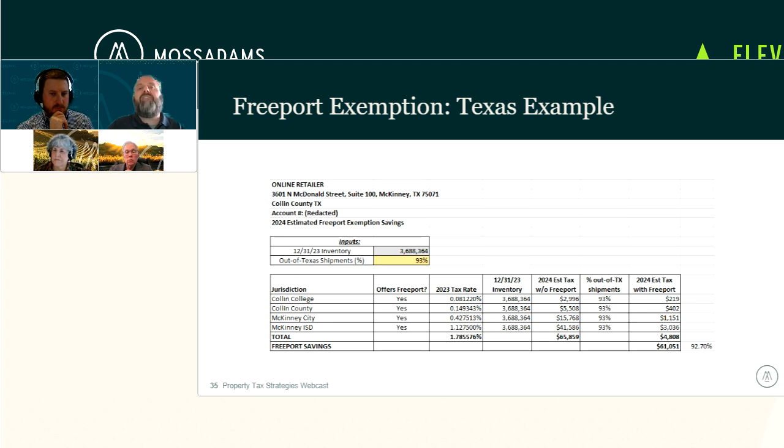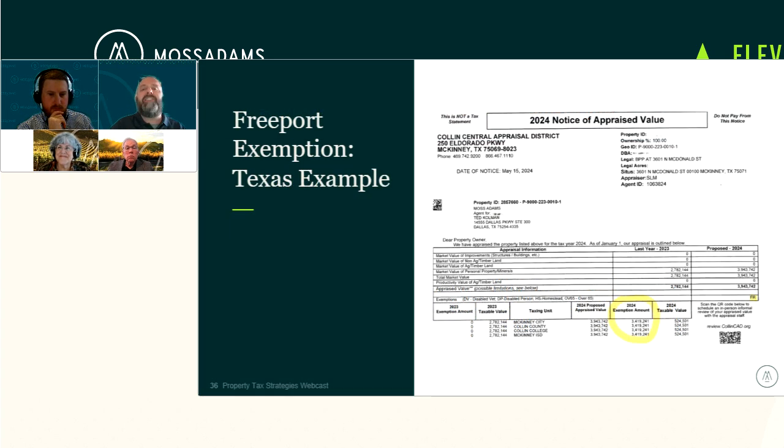Now, we did file this exemption application last year. It did get approved. They did receive this tax savings benefit. And just so you don't think I'm pulling the wool over your eyes, that's the actual assessment notice from the Collin Central Appraisal District, showing, highlighted in the yellow circle at the bottom, the exemption amount of a little over $3.4 million. That's the Freeport exemption.